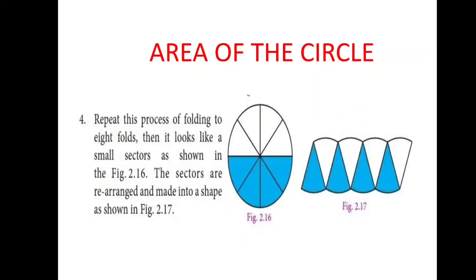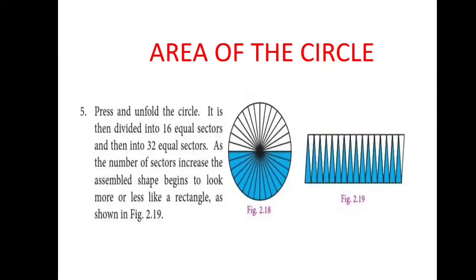Repeat this process of folding to 8 fold. Already we folded so many times, and again we have to fold it and you will be getting 8 parts here. After getting the 8 parts we have to cut the parts separately and arrange it like this, figure 2.17. Press and unfold the circle. It is then divided into 16 equal sectors and then into 32 equal sectors.